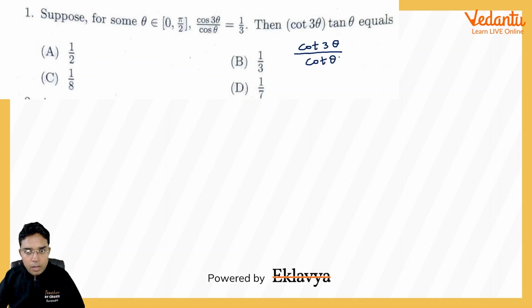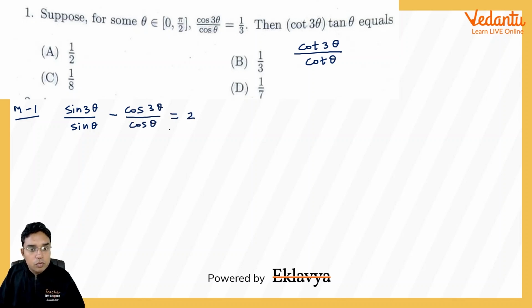Now, this question in my opinion is taken from one of the standard questions. The motivation behind this question could be that if you remember, sine 3 theta upon sine theta minus cos 3 theta upon cos theta becomes equal to 2. If you take LCM in the numerator, it will become sine of 3 theta minus theta, that is sine 2 theta, upon sine theta cos theta, which is also sine 2 theta by 2. So this will become 2.